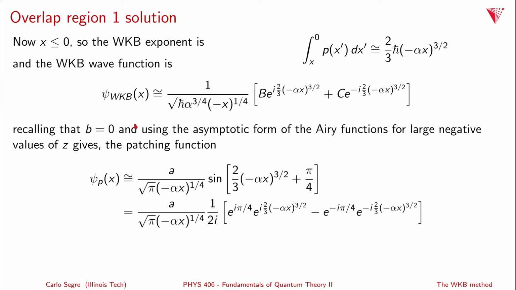And now we can compare the WKB function and the patching function, and we see that the two exponentials are of the same form, and so we can equate the constants. And out of this, we get that a divided by 2i times the square root of pi times e to the i pi over 4 is equal to capital B over square root of h bar alpha. And similarly, we get that minus a over 2i times the square root of pi e to the minus i pi over 4 is equal to c over the square root of h bar alpha. Right, so we pick up the c and the b.